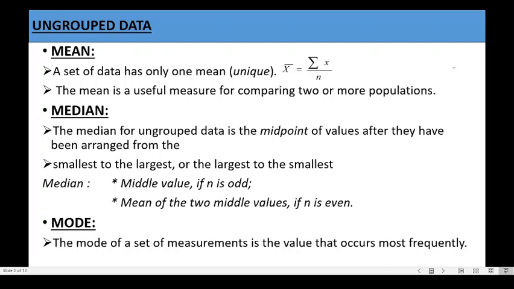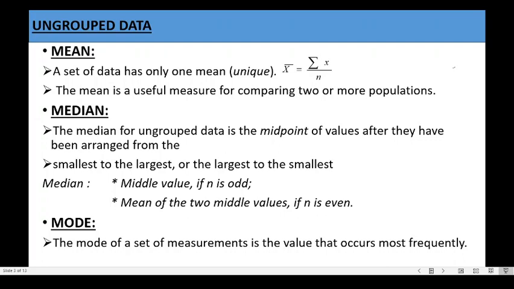And then mode. What is mode? Mode is the value that occurs most frequently in a set of measurements. If you have some numbers, for example 15, 15, 15, 86, 17, 19, the most frequent number, 15, will be your mode. That is how you identify the most frequent number based on the data.